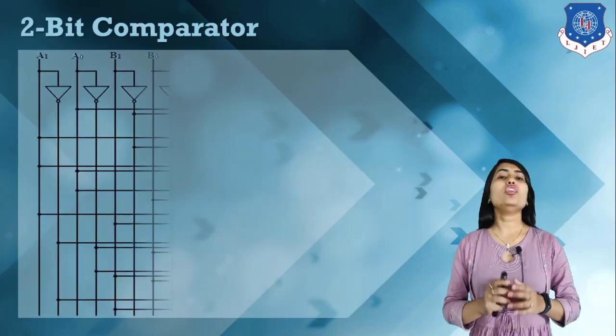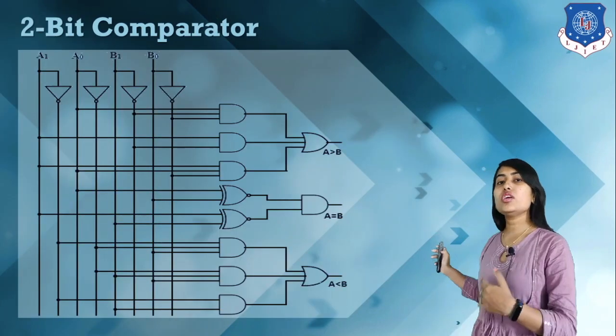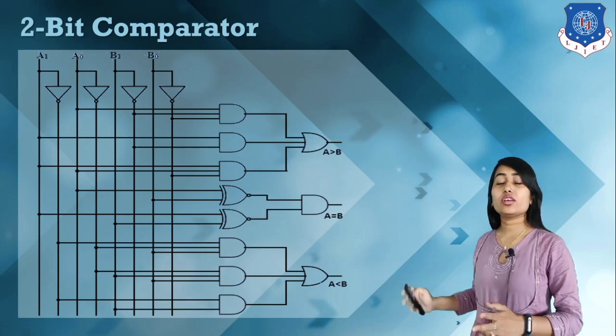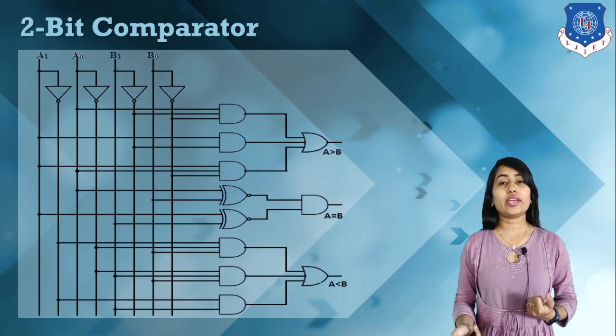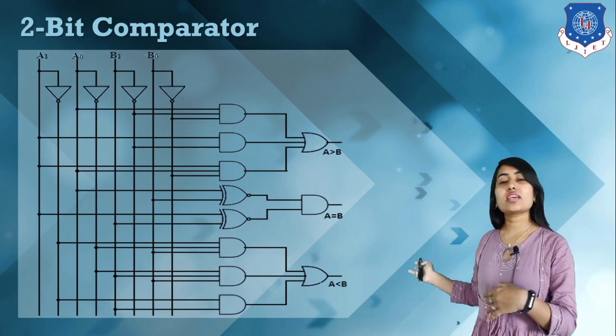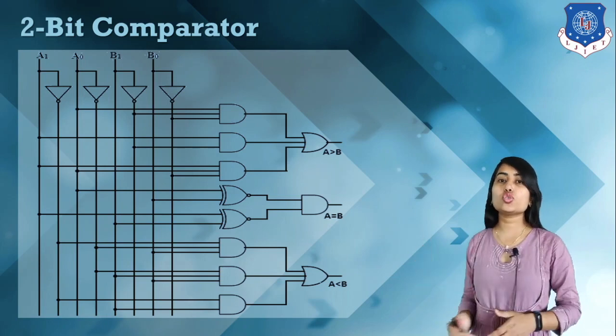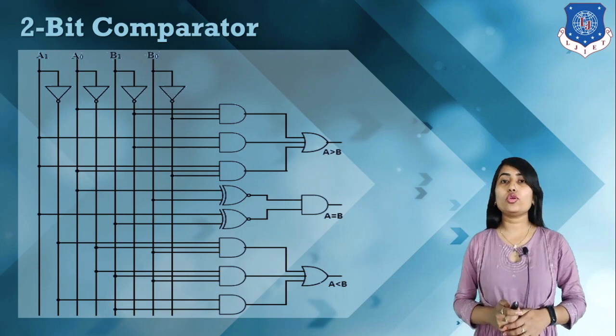So here we have the logical diagram of the 2-bit comparator. Using NOT gates, AND gates and XNOR gates, we can design this 2-bit comparator. So this is the 2-bit comparator. Now let's discuss the 4-bit comparator.